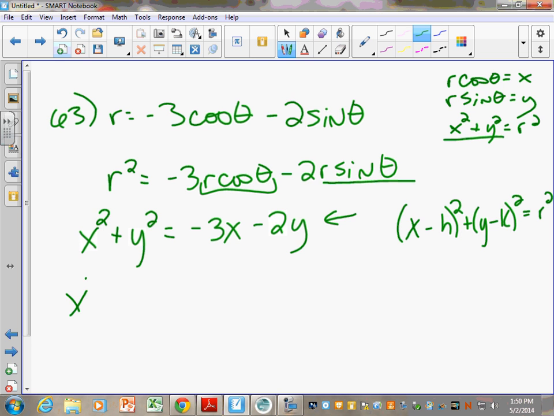But just to show you, they're going to add 3x over. They're going to leave a little spot here. And then they're going to add 2y over, and they're going to leave a little spot there. And they're going to complete the square to make these perfect squares.